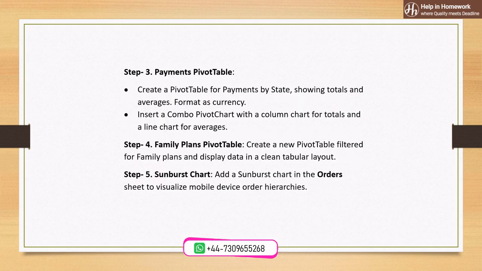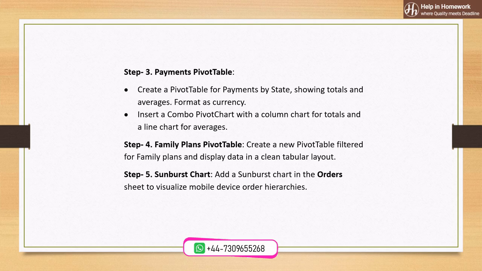Step 3. Payments pivot table. Create a pivot table for payments by state, showing totals and averages. Format as currency. Insert a combo pivot chart with a column chart for totals and a line chart for averages. Step 4. Family plans pivot table. Create a new pivot table filtered for family plans and display data in a clean tabular layout.